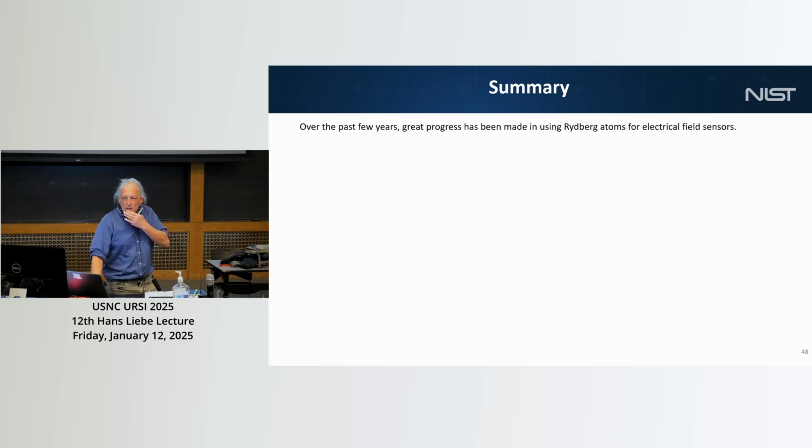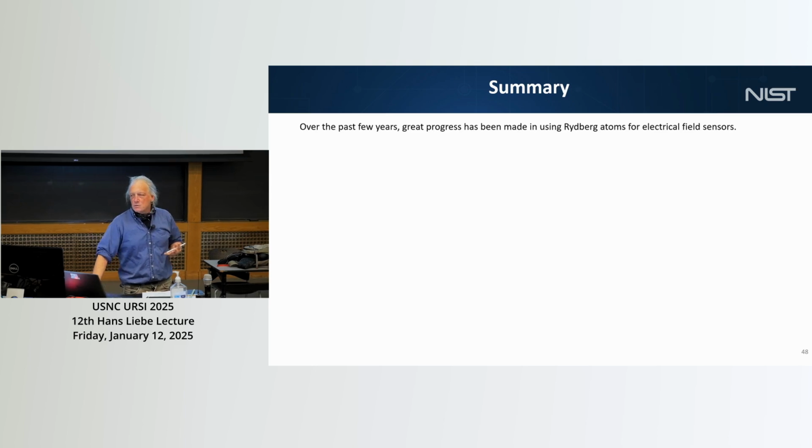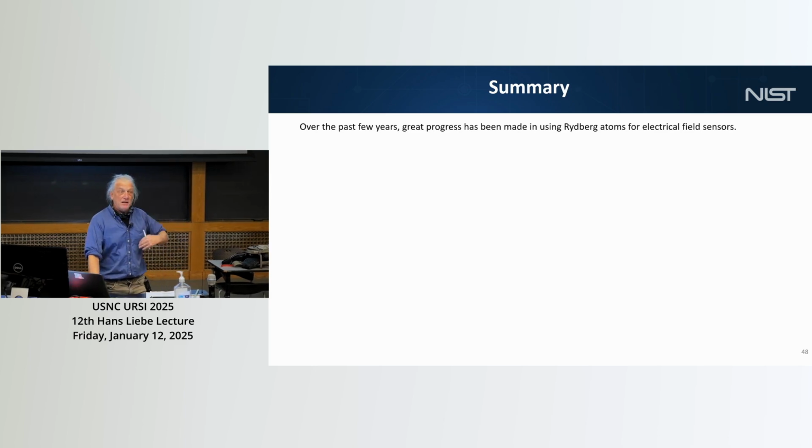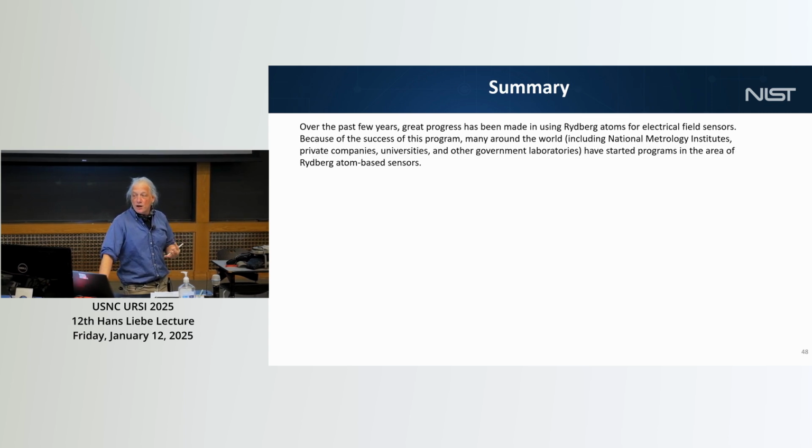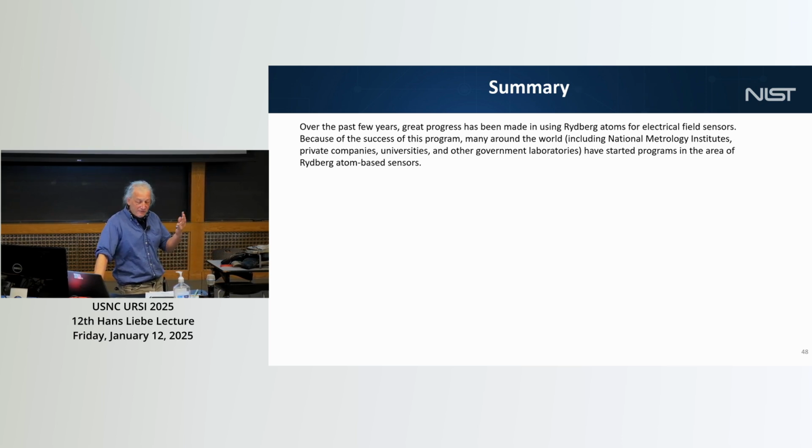So for a summary, like I said, over the past few years, great progress has been made. I have to admit, a lot of that has been made at NIST, but there are now many other groups starting to contribute to this field quite a bit. Because of this progress, there are numerous groups around the world. I said there are other national metrology labs besides NIST, private companies, universities, and other government labs that have now started programs in this. In fact, it seems like weekly I have a company or a university call and ask how to get started in a lab and getting these going. And feel free to call me.